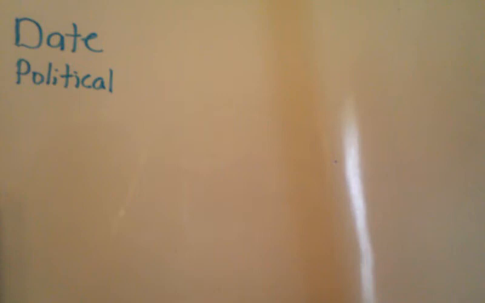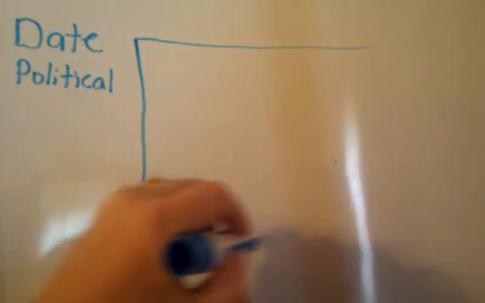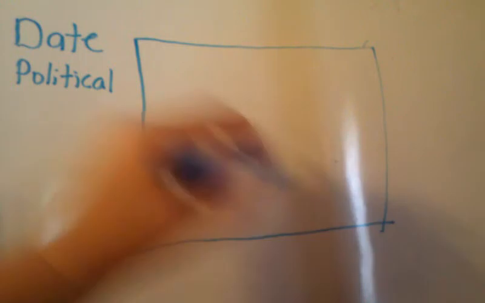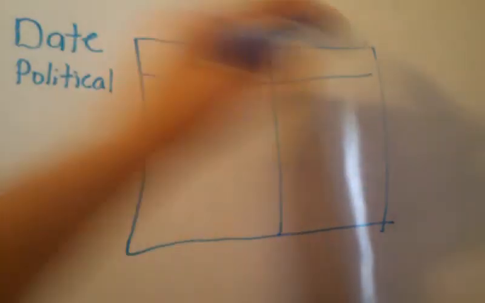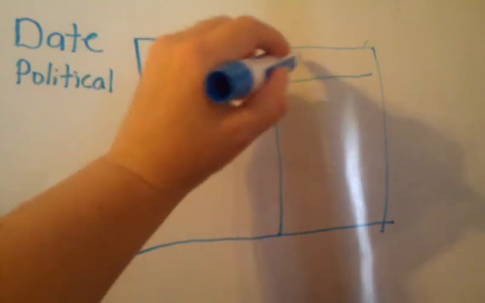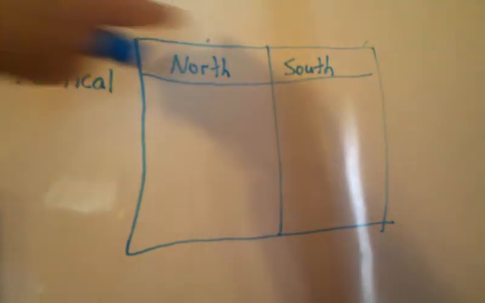Okay, go ahead and put your date in your notes. Okay, we want to know how the war affected people. Let's talk about politically. Political. I'm going to make a T-chart. The North and the South. Okay, I already put that there.